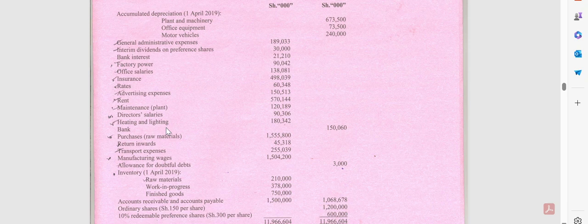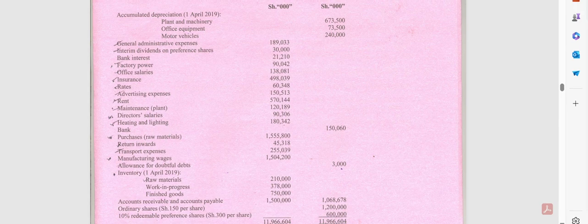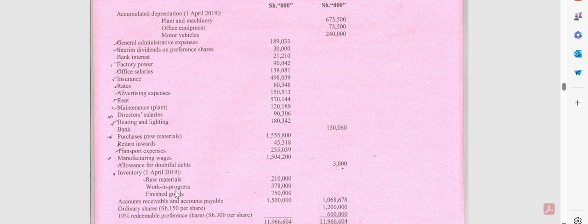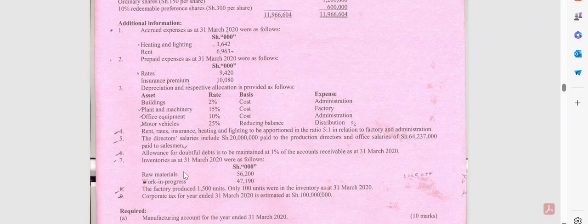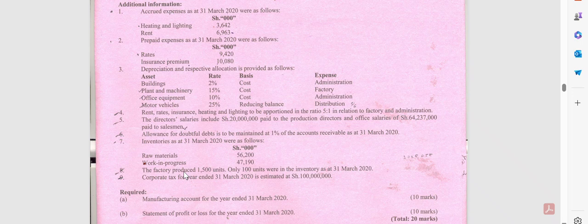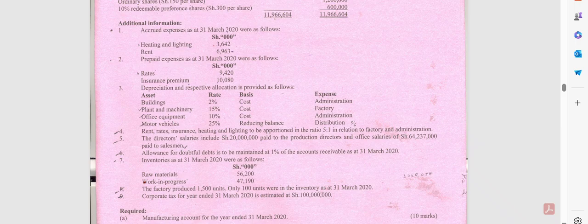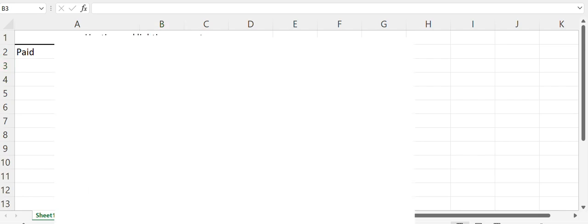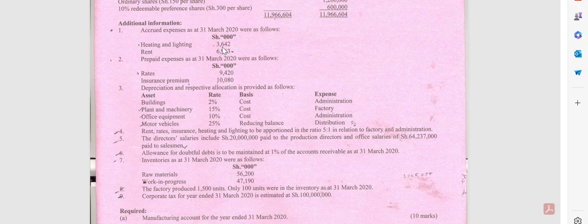180,342. So for accruals, we said, my friends, it refers to any expense that has been incurred during the year, but payment has not been done. So there is this amount that has already been paid for, 180,342, but there is also this 3642 that has not been paid for, but it belongs to this year.